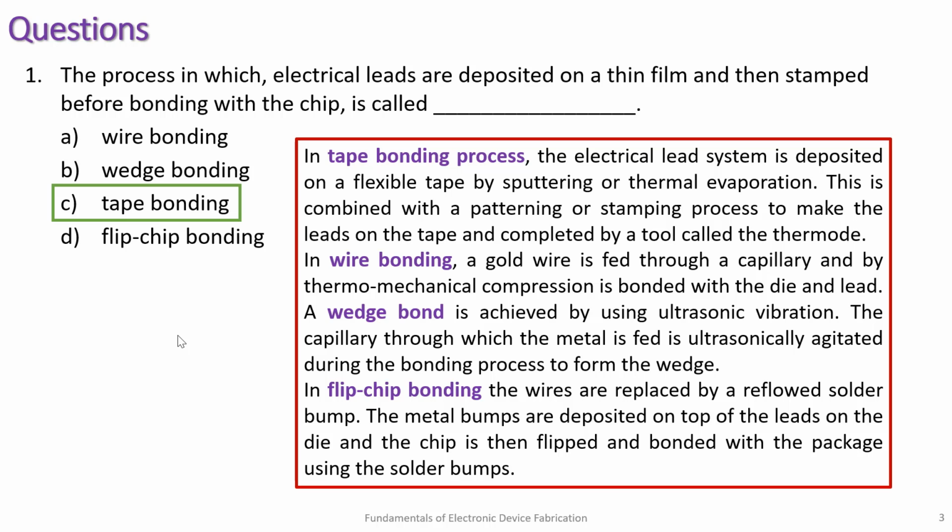Okay. So that means metal particles are already deposited in the tape, and the tape is just kept on the wafer. Patterned, yes, and we just press and stamp it with a particular amount of force, and then it becomes bonded. And for stamping, we use something known as a thermode. Since the tape is flexible and has conducting particles on it, it will take the shape you want because of that stamping process.